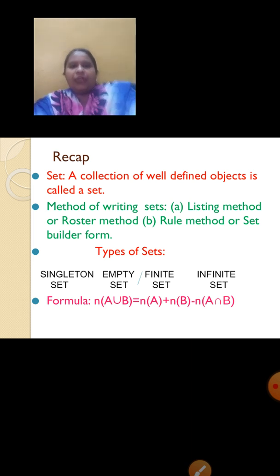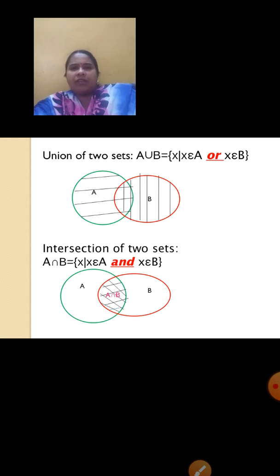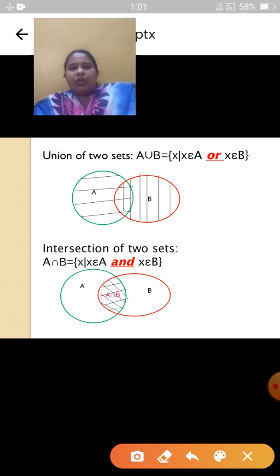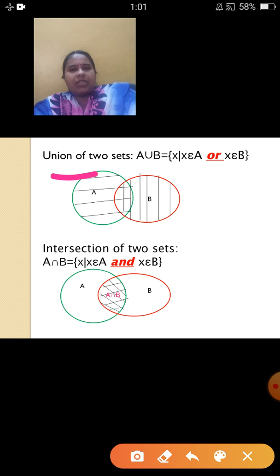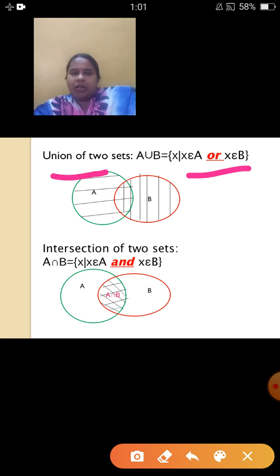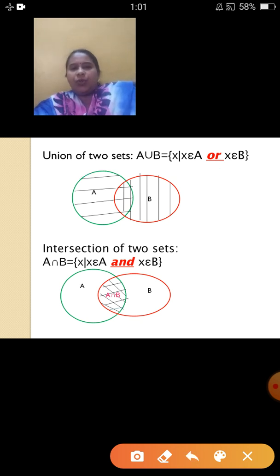Today I am going to continue further, but before I start with the practice set sums, I just want you to understand these two important concepts. The first one is union of two sets. Union of two sets means what? The basic definition is A union B means x is an element of such a set where x belongs to A or x belongs to B. Why am I specifying more on this? Because whenever union is there, this word or will be specified.